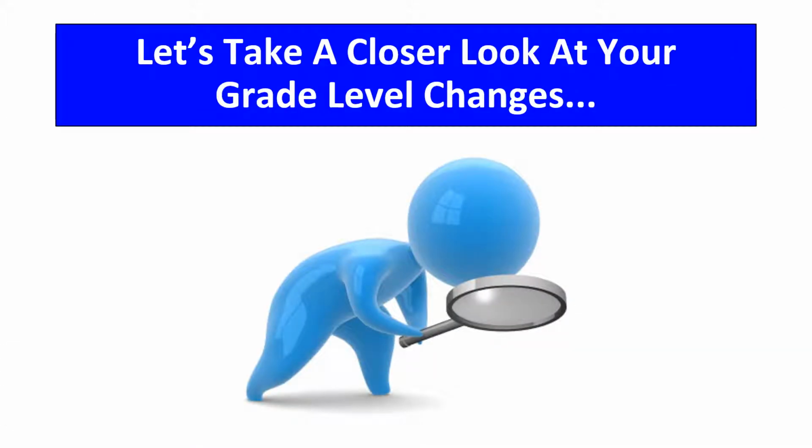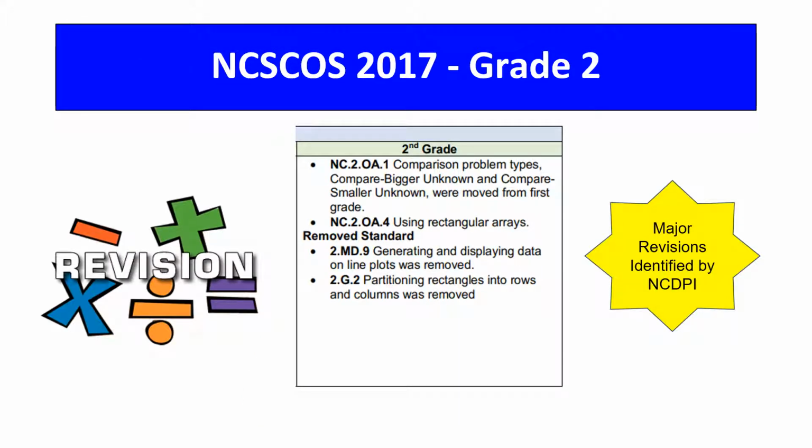Now we are going to take a closer look at changes in your grade level. NCDPI has highlighted major changes to your grade level content standards, as shown in the table. Major changes in second grade are as follows. Compare bigger unknown and compare smaller unknown comparison problem types were moved from first grade to second grade. Partitioning rectangles into rows and columns have been incorporated into NC2 OA4 to support using rectangular arrays to find the total number of objects. And line plots were removed from the second grade content standards.